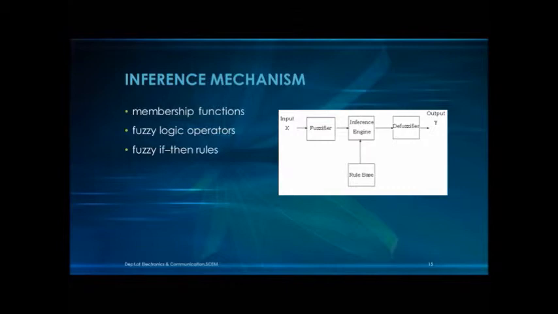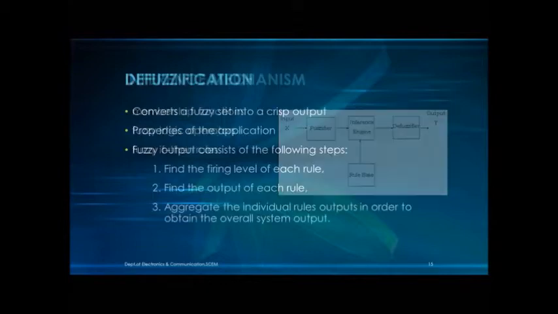The inference engine defines the mapping from input fuzzy sets into output fuzzy sets. It determines the degree to which the antecedent is satisfied for each rule. The defuzzifier maps output fuzzy sets into crisp numbers. The mapping involves input-output membership functions, fuzzy logic operators, fuzzy if-then rules, aggregation of output sets, and defuzzification.